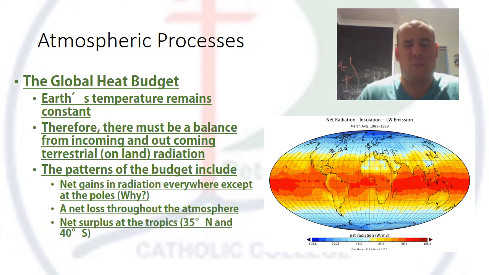Why do you think this is? Well, because the poles are cold, they're furthest away from the equator, and because they're normally covered in ice, they do reflect radiation waves. Overall, we do have a net loss throughout the atmosphere, and it's all to do with that reflection and the way that the ozone's made up. It allows sunlight in as well as out.